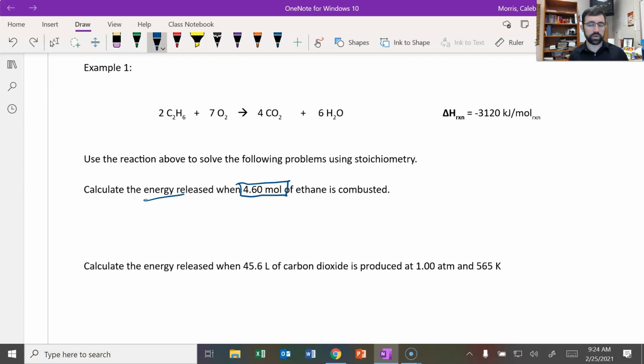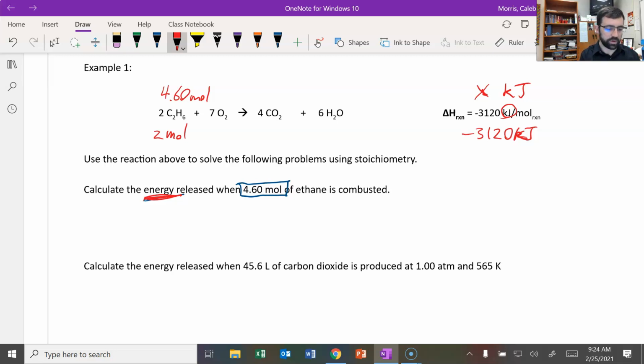Okay, so if I have 4.60 moles of ethane combusted, that's my given. I would put it up here, 4.60 moles. 2 moles is the coefficient. I want to know the amount of energy that's released. Okay, well, the energy is negative 3,120 kilojoules for every 1 mole. So that many kilojoules are being released. And I want to know X kilojoules, because this is written in terms of kilojoules.